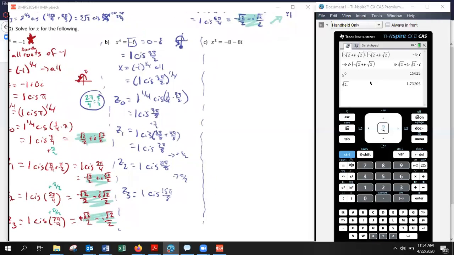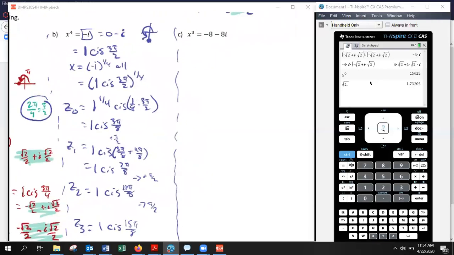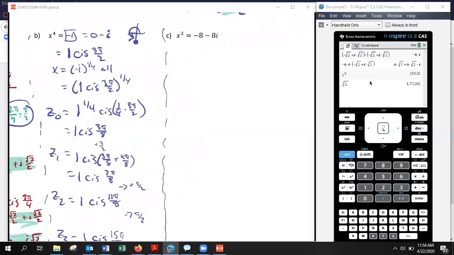And then on to a little bit more challenging of a problem. x cubed equals negative 8 minus 8i. So again, the translation of this one would be all cube roots of negative 8 minus 8i. This one's not going to be nearly as pretty. Let me go ahead and do this as a different color. Let's go to the green, or the teal color.